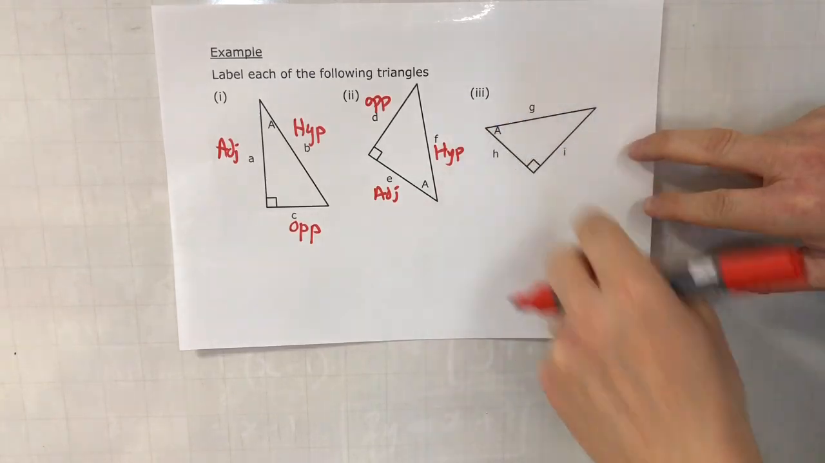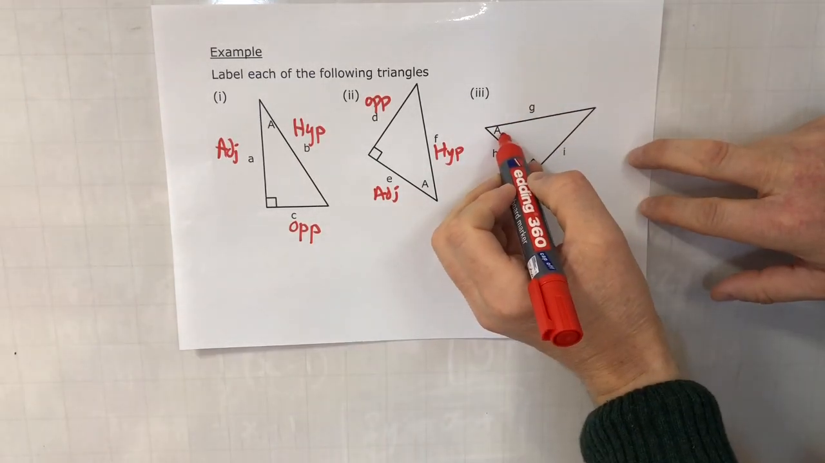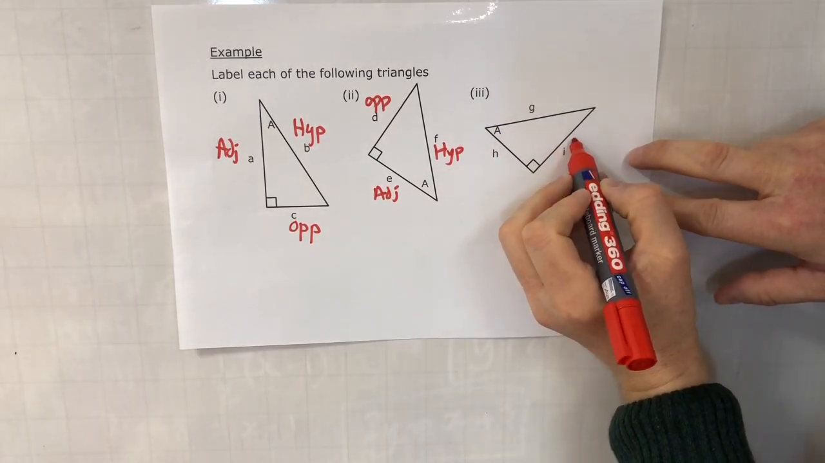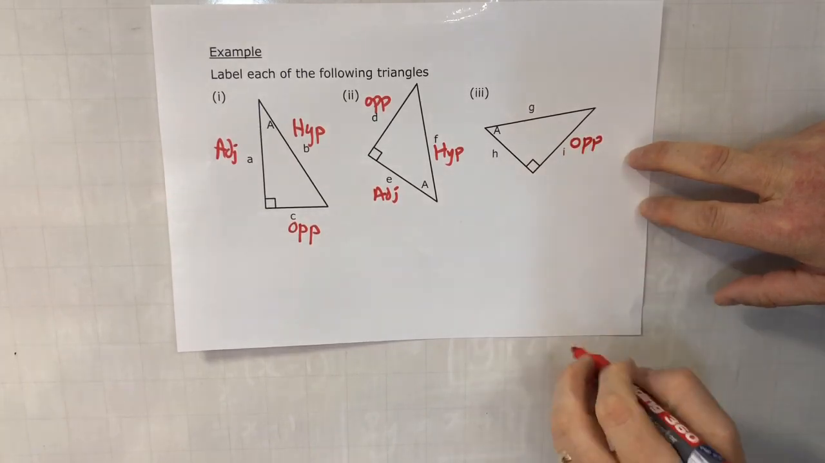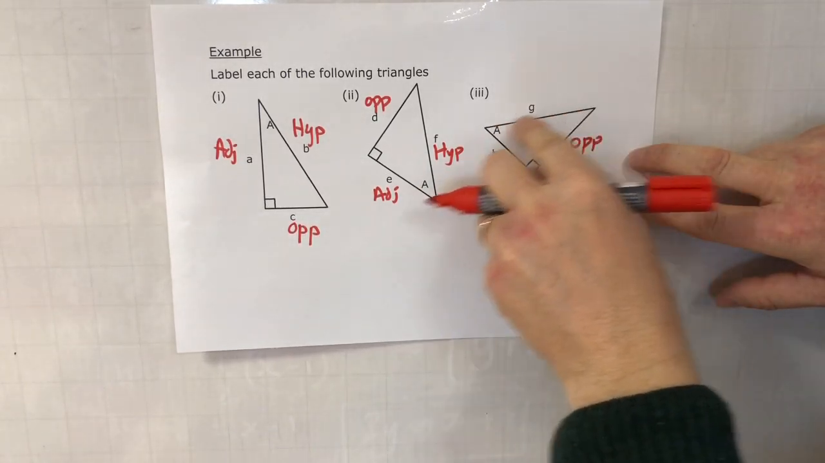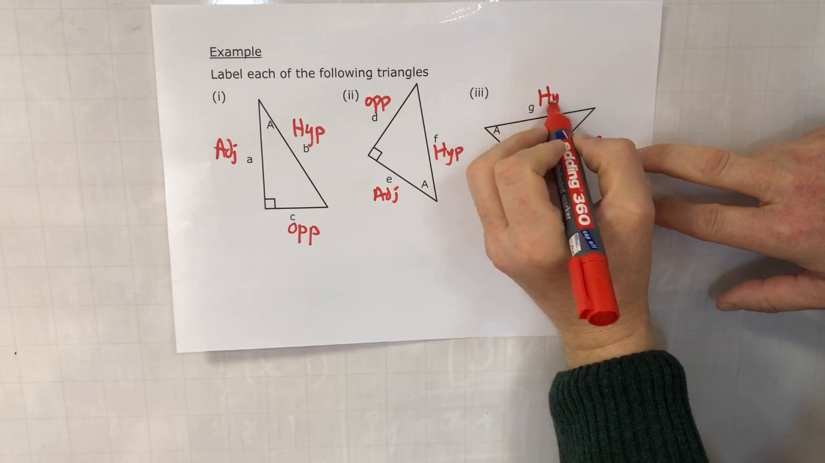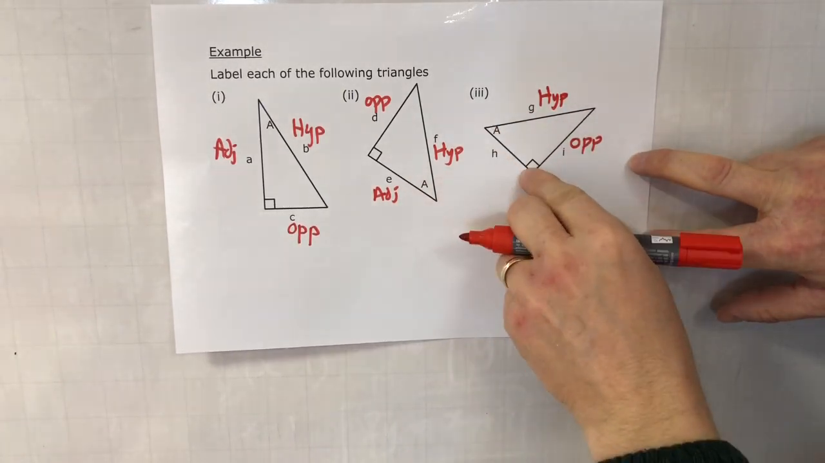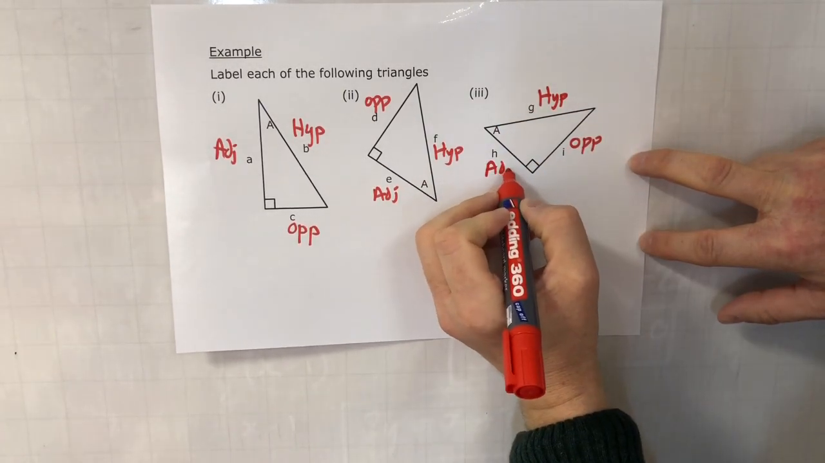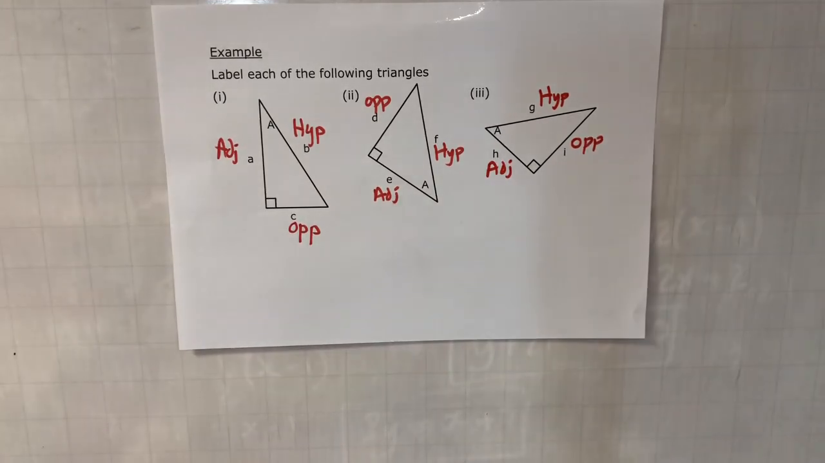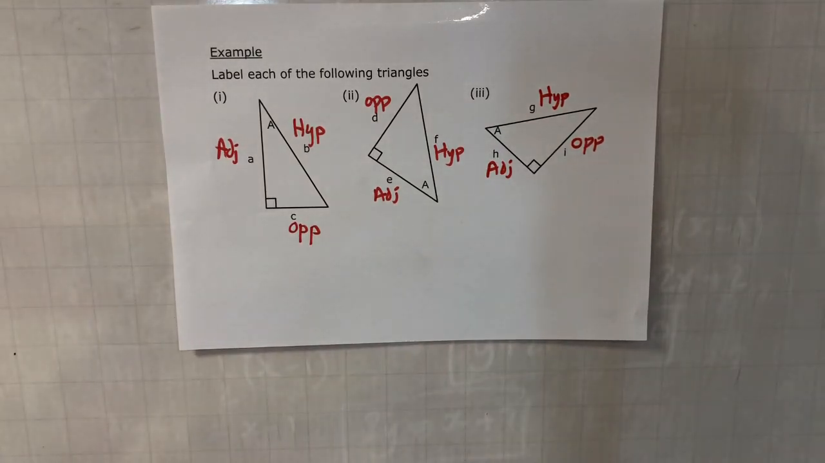A right angle triangle again. Opposite the angle is this side. The biggest side is here. That's your hypotenuse, which means that this side must be the adjacent. And that is how you label a right angle triangle when one other angle is labelled.